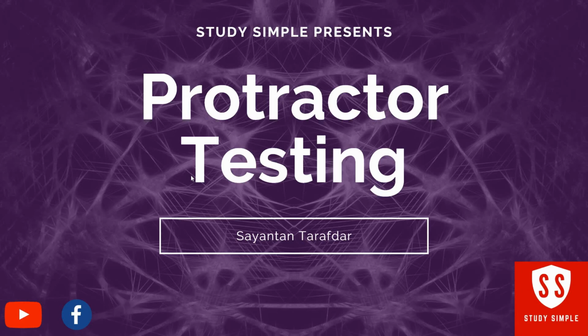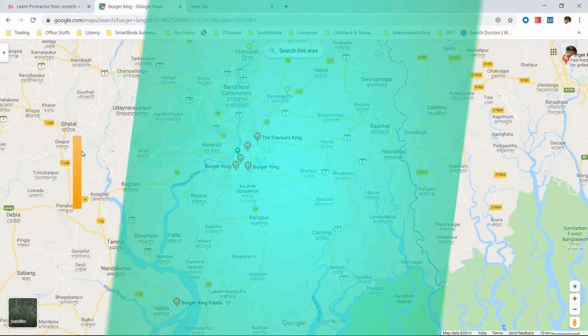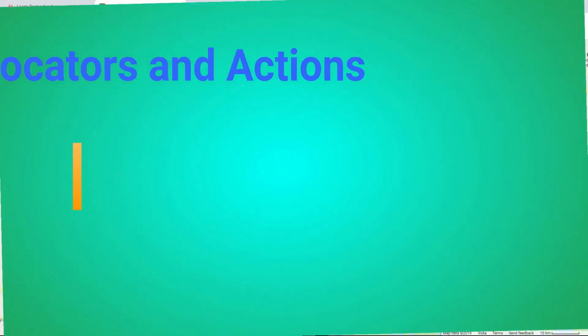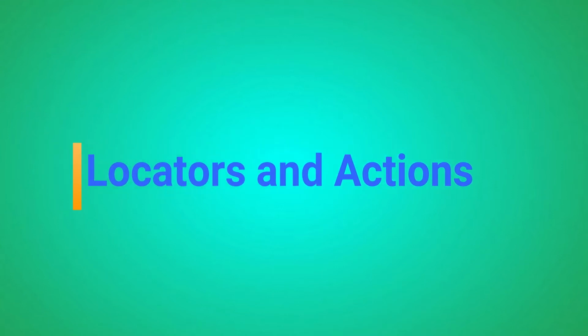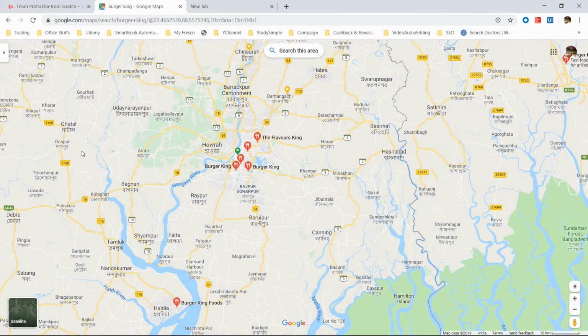Welcome back. Today in this section we will be learning the different types of locators and actions in Protractor. For doing so, first we need to learn what is locator and what is action. These two are the basic things of any Selenium or Protractor test cases.